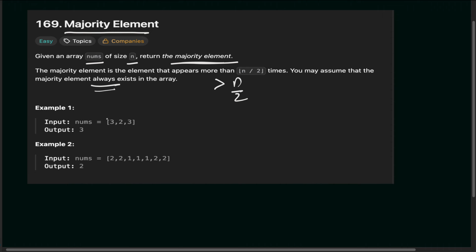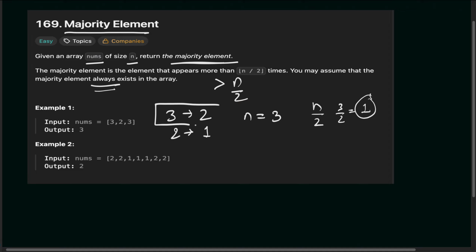So they have given one example here. 3 is appearing 2 times, 2 is appearing 1 time, right? And what is the n value? The n value is 3. So n by 2 is 3 by 2, which is nothing but 1. So if an element is coming more than 1 time, then that element is a majority element. Here one element is coming more than 1 time, that is 3. So the majority element is 3, and the output is 3.